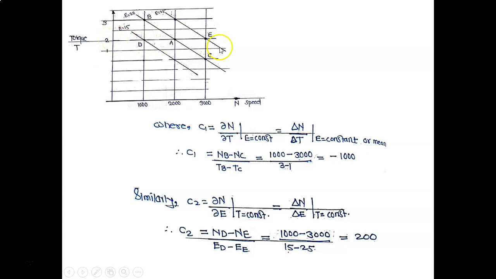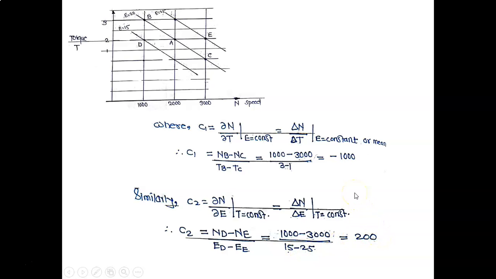Therefore, this horizontal line DE, we will take as constant and along this line we will find out delta n and delta E. Therefore, C2 is equal to ND minus NE divided by ED minus EE, which is equal to: ND is equal to 1000, NE is equal to 3000, ED is equal to 15 and EE is equal to 25. Therefore, 1000 minus 3000 divided by 15 minus 25 is equal to 200.